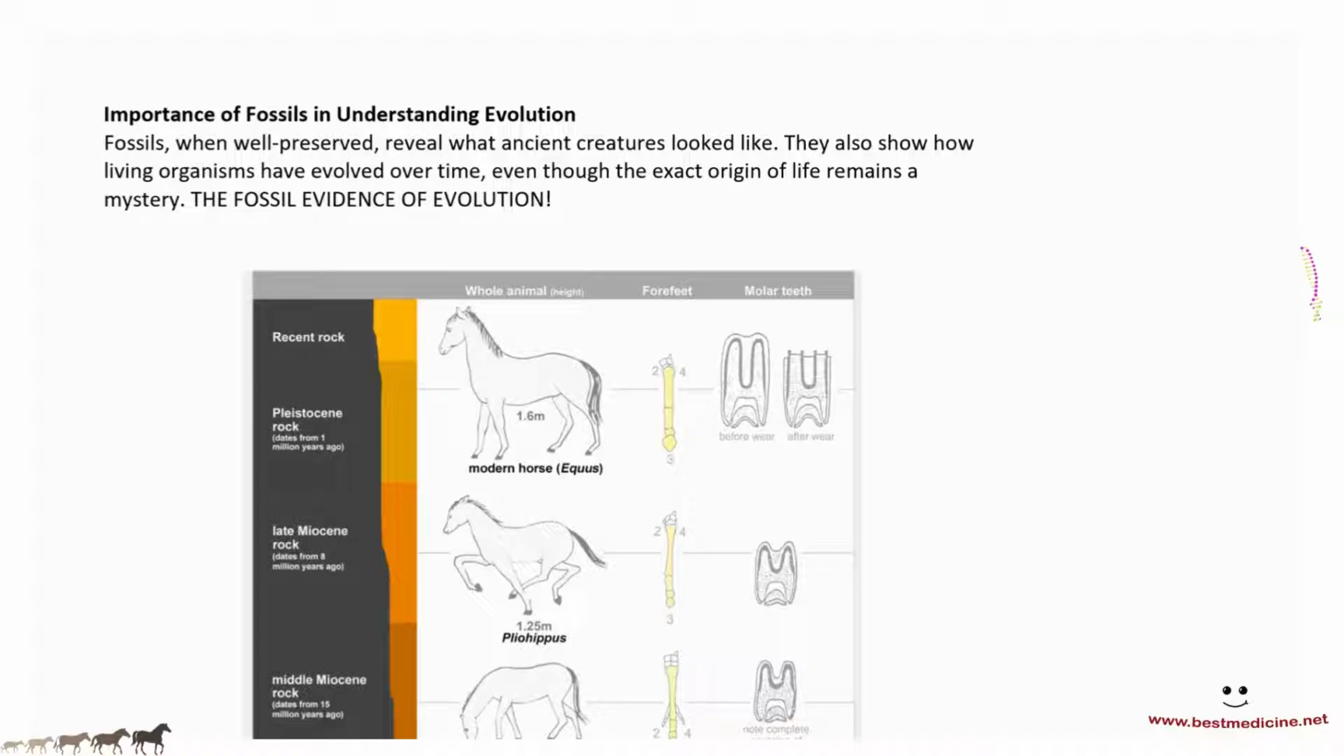Now, here's the thing. Fossils, when well preserved, reveal what ancient creatures looked like, right? And that's how we know what dinosaurs looked like. We have so many museums containing dinosaur skeletons, as well as mammoth skeletons and ancient shark skeletons and so on. And we're able to tell that fossils from different stages or different eras of a particular species look different. So they also show how living organisms have evolved over time, even though the exact origin of life still remains a mystery. So that is the fossil evidence of evolution.